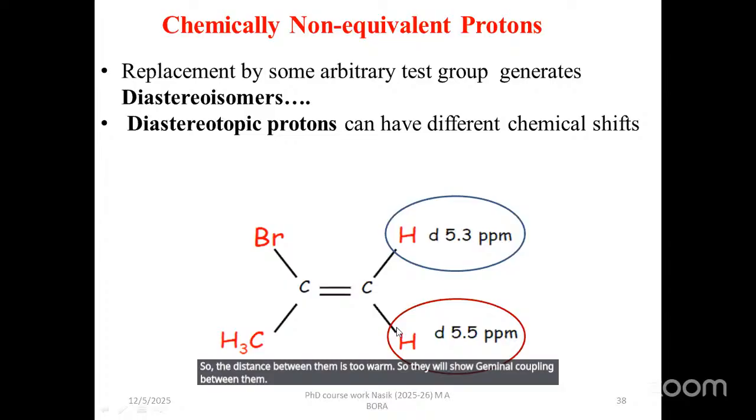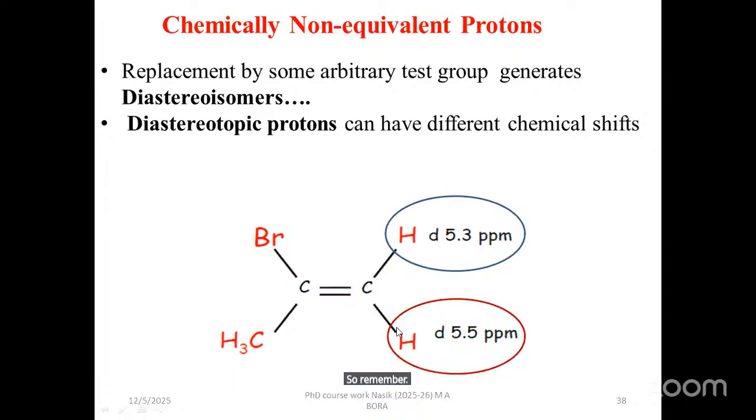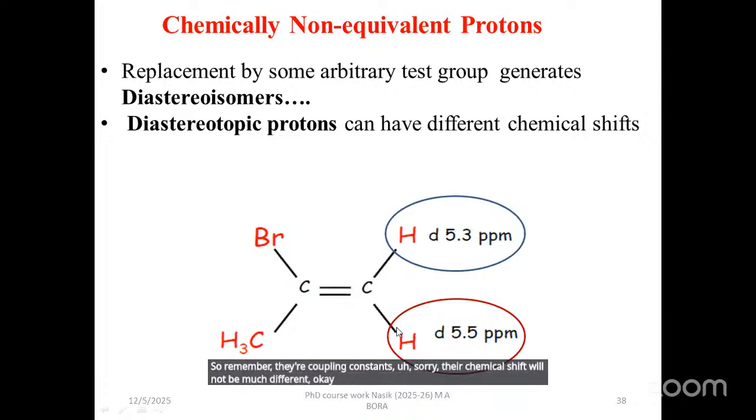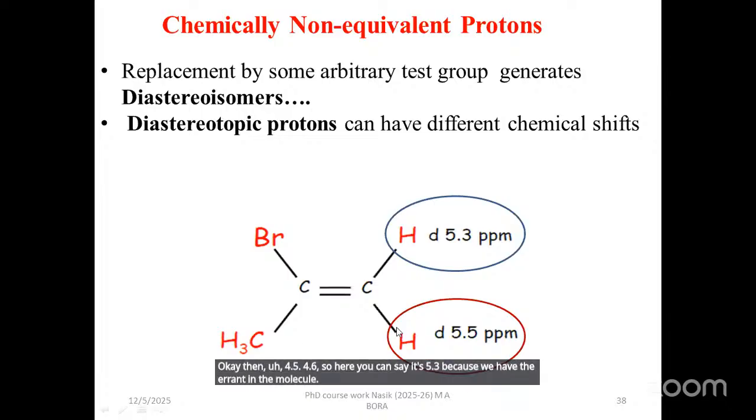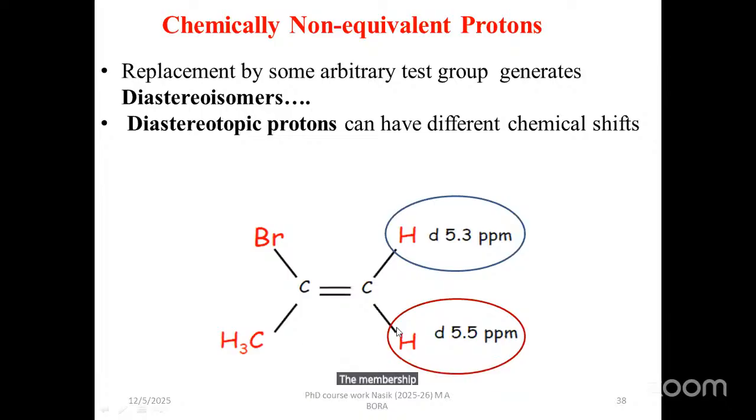So remember, their chemical shift will not be much different, very slightly different. You can see 5.3 and 5.5, alkenic protons. Obviously the value will be greater than 4.5, 4.6. Here it is 5.3 because we have a Br atom in the molecule. The chemical shift is very close, 5.3 and 5.5, very close. The difference is very small.